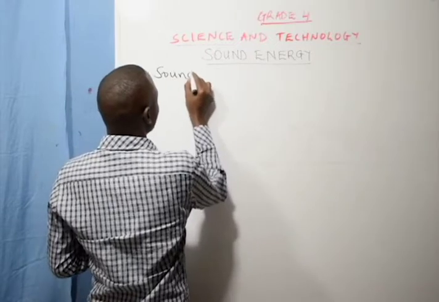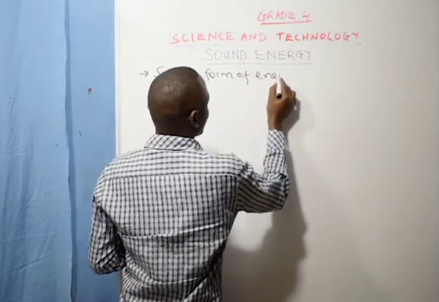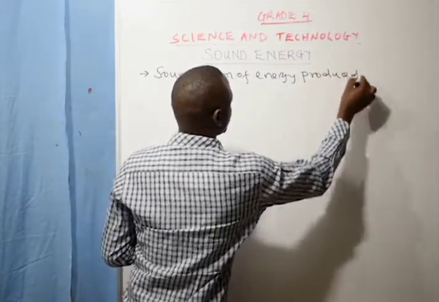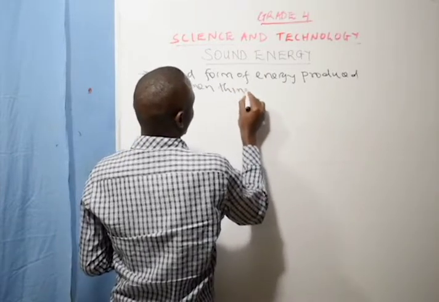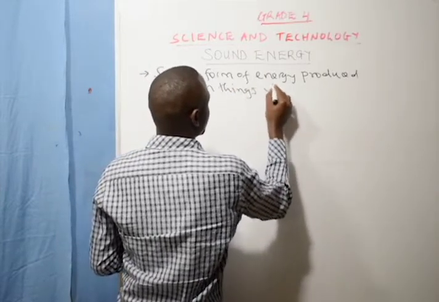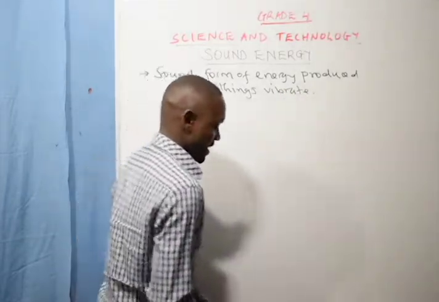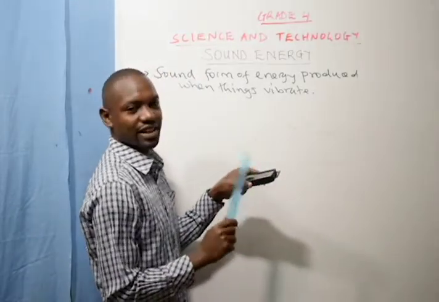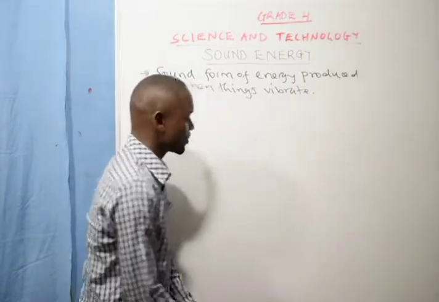Sound is a form of energy produced when things vibrate. You can also, for example, just hit it. That's how a ruler is producing sound. So that is how sound is produced.